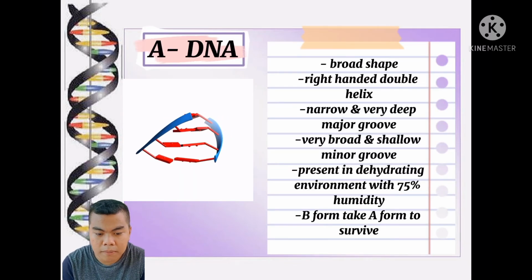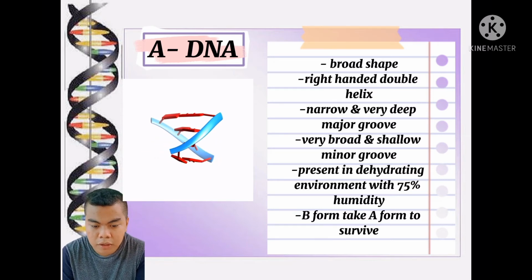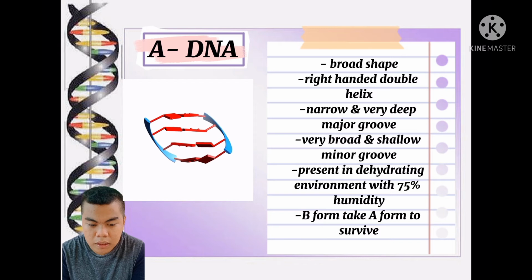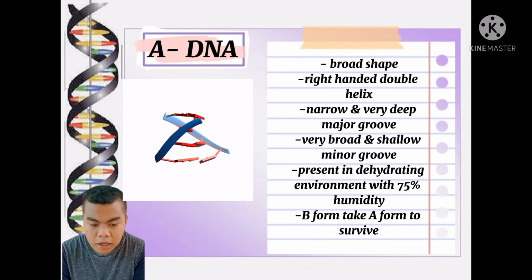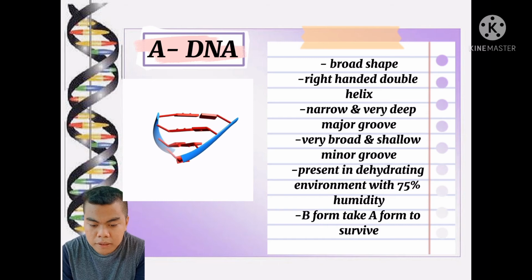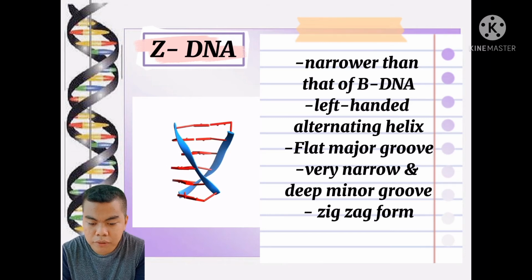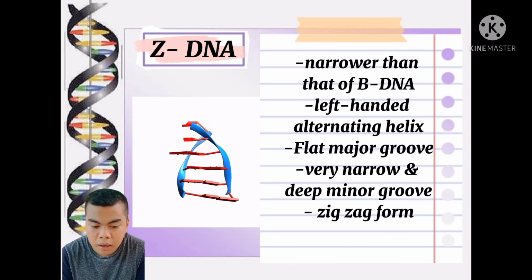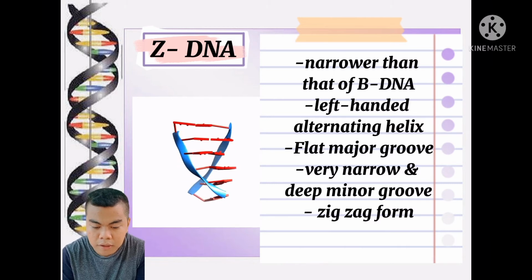A form has the broadest shape with a narrow and very deep major groove and a very broad and shallow minor groove. It is also a right-handed double helix. It is represented in a dehydrating environment with humidity of 75% and a higher concentration of ions. B form can take this form in order for the cell to survive. Z form has a narrow shape with a flat major groove and a very narrow and deep minor groove. It is a left-handed alternating helix. Z form is named Z since it is a zigzag form.